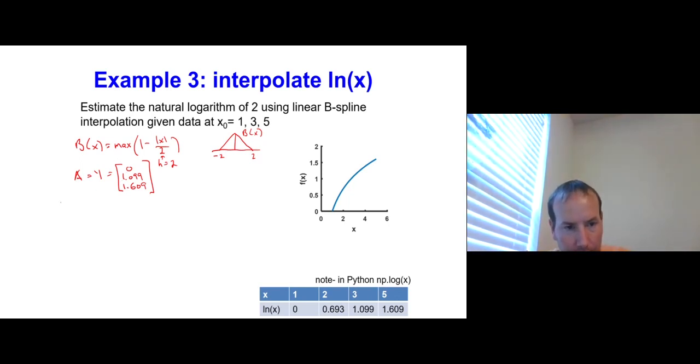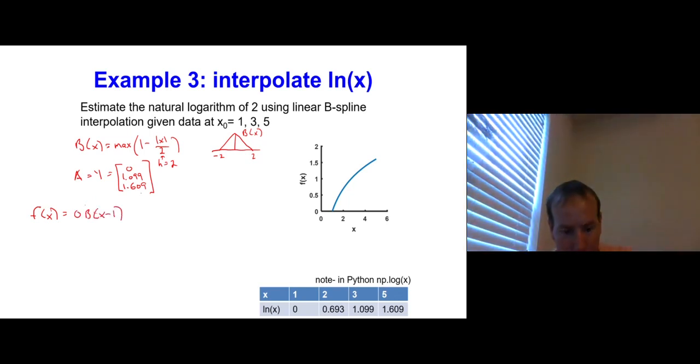And then we're going to plug this in to find a function that uses these B-splines to connect the data points together. And so that's given by 0 times b to the x minus 1, plus 1.099 times b to the x minus 3, plus 1.609 times b to the x minus 5.